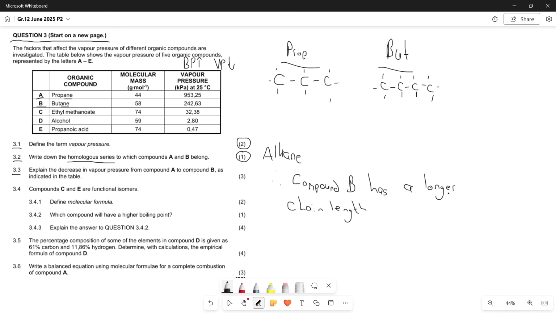But now that we have compound B has a longer chain length, we always have to talk about the intermolecular forces. The forces between, say now there were 2 of these guys with their H's over there as well. The forces between this H and that C, for example, intermolecular, in between 2 different molecules if they were in the same beaker, for example. So we always have to mention intermolecular forces when it comes to this.